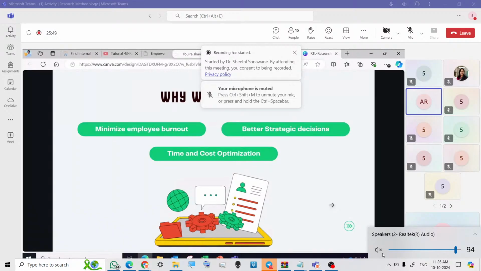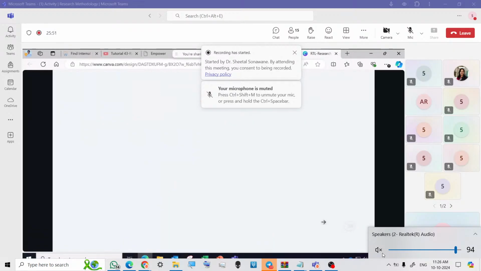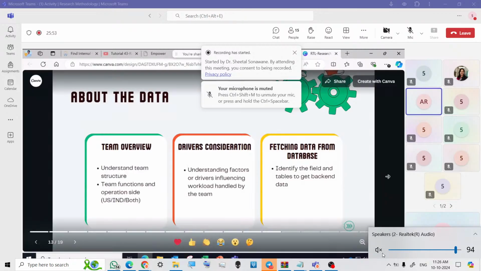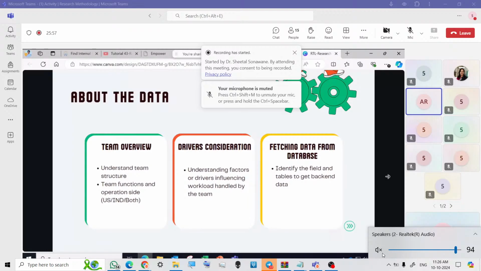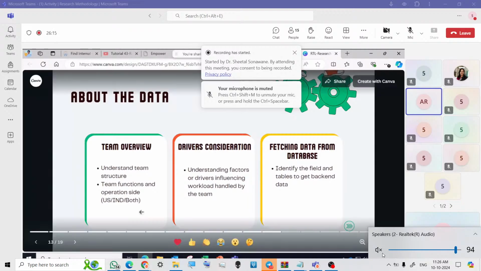So about the data. So what we do first is, like suppose, let's take one example, like we are going to open a new bank account. Okay, so we are understanding what kind of functions they really do, and what kind of team it is, and what kind of operations they do, and where it is done, like it is done on site or it is done offshore, like that.